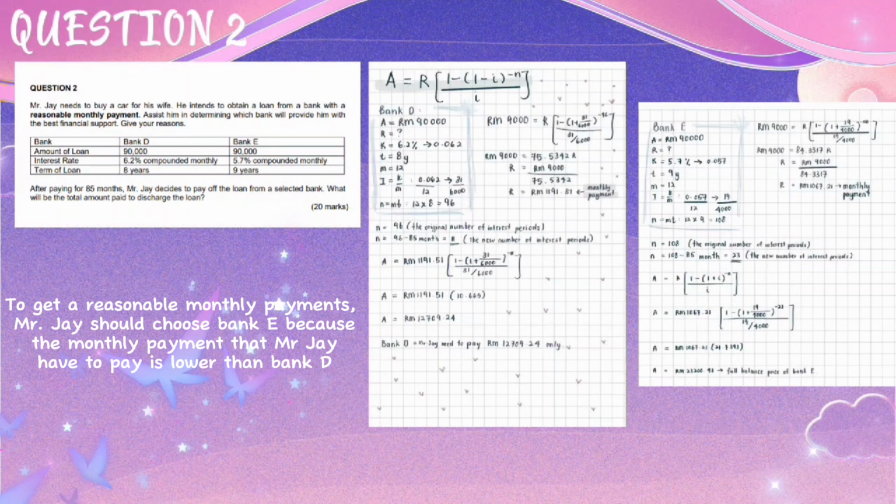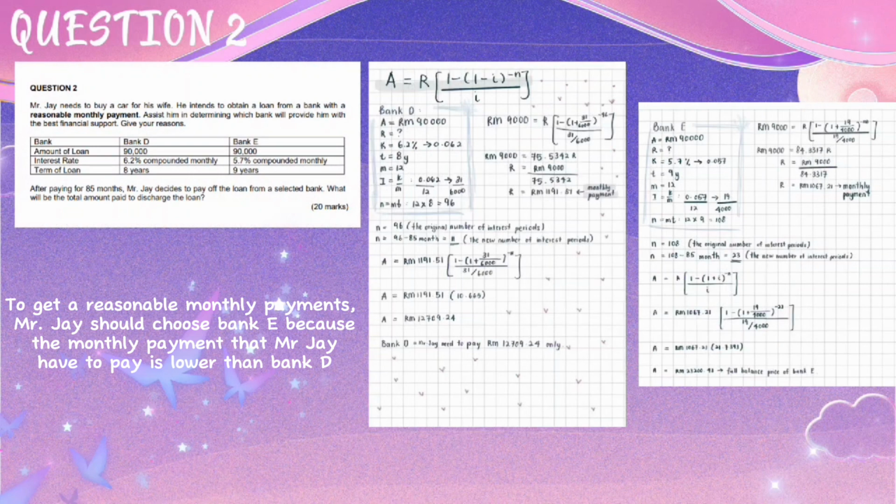Now for Bank E, the calculation method is the same as the previous question, which is we list out the important points first, then apply all the important points into the formula. So we get 90,000 equals R[1 - (1 + 19/4,000)^-108] over 19/4,000. Then we get 90,000 equals 84.3317 R. We move the 84.3317 to the left side because we need to find R. Then R equals 90,000 over 84.3317.